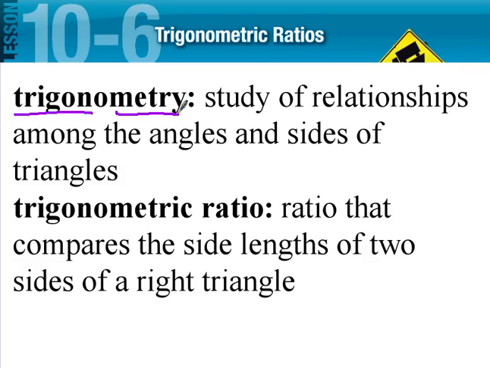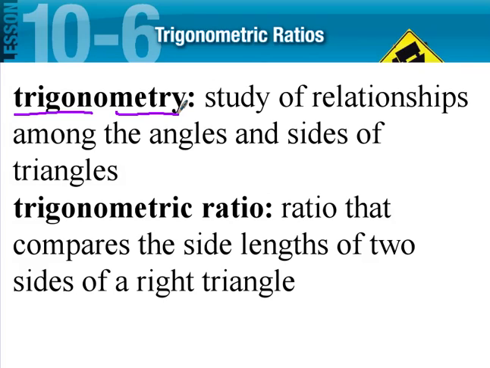Triangle. Triangle, three of something. So basically a triangle. What do you think metry or metron means? Measurement. Okay, so when we think about it, root words: triangle, measurement. And so it's the study of the relationship among the angles and sides of triangles. That's what trigonometry is. Okay, and so a trigonometric ratio is a ratio.